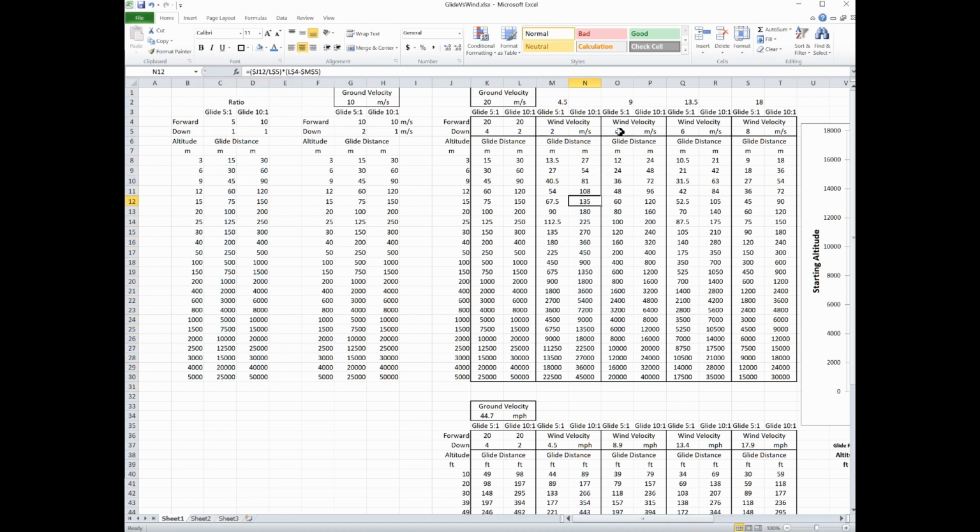So now we have these velocities, up to 18 miles per hour. You can see we subtract the 8 meters per second from your standard forward velocity, which affects the glide ratio because these numbers are different. That's why these columns are different.